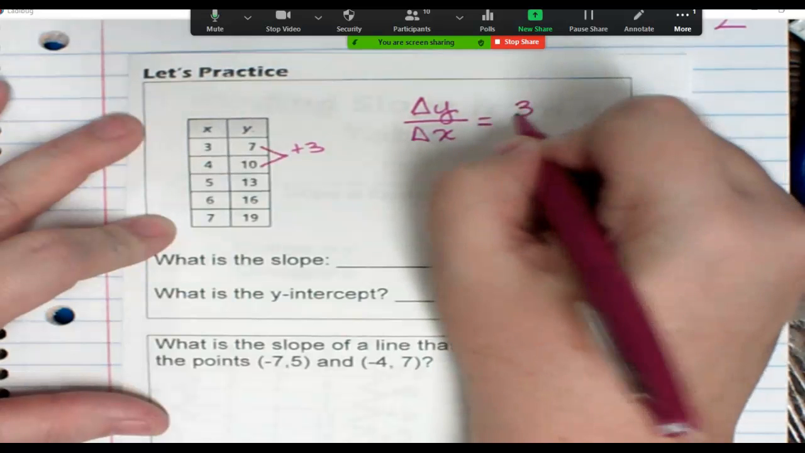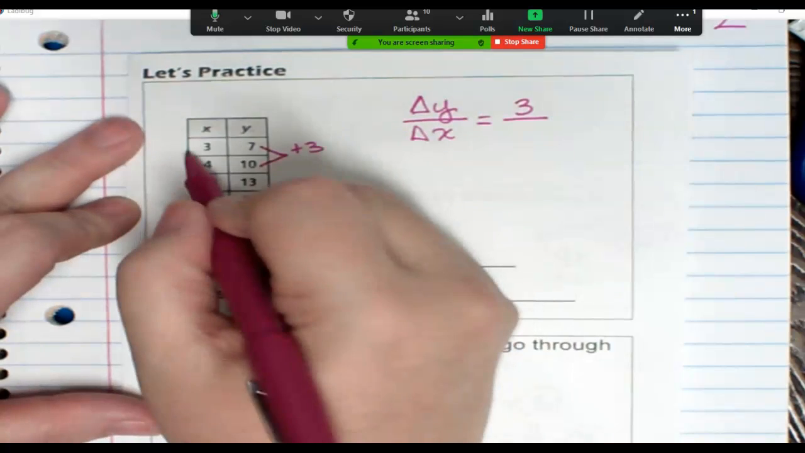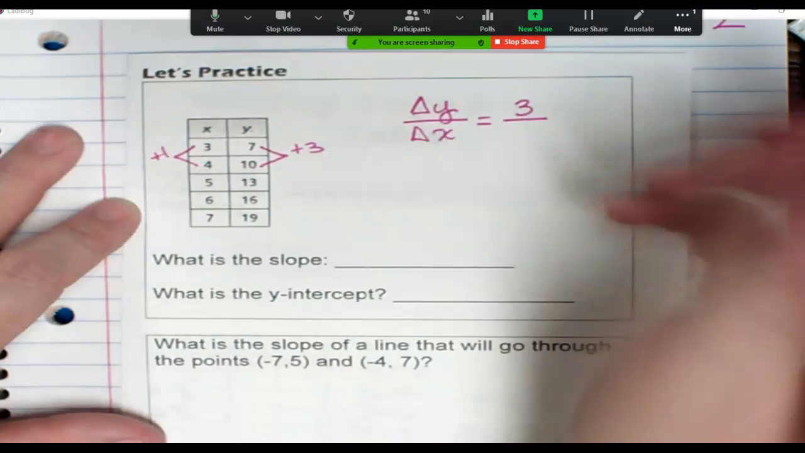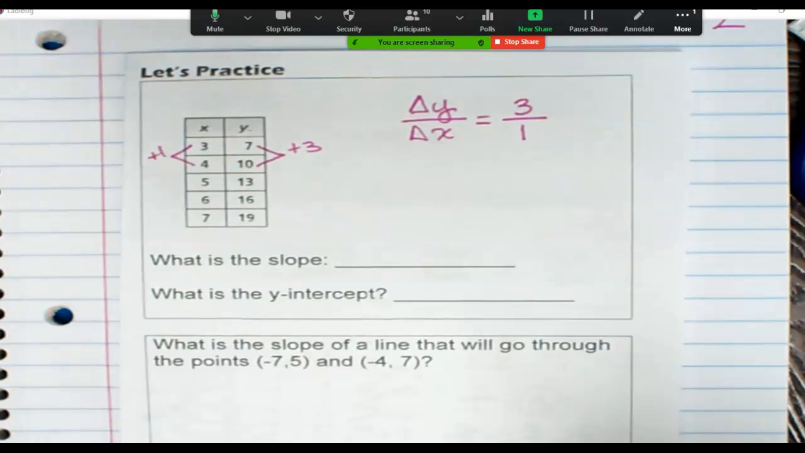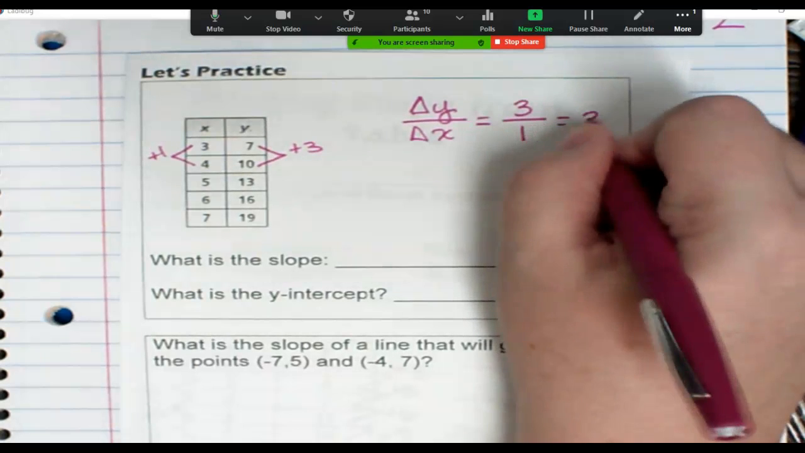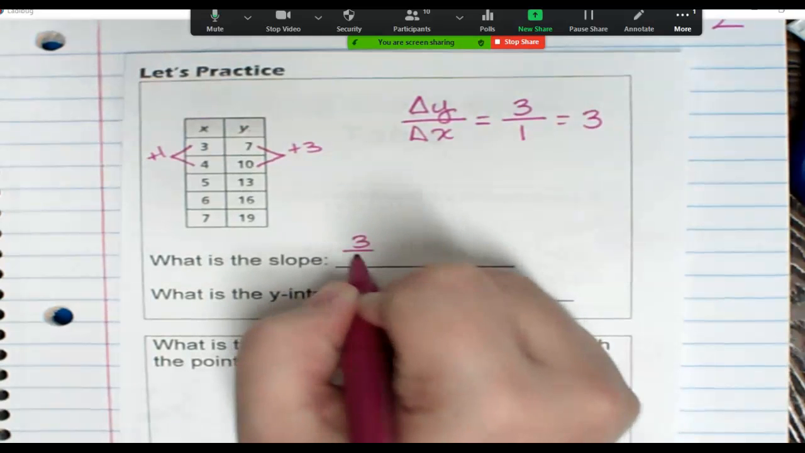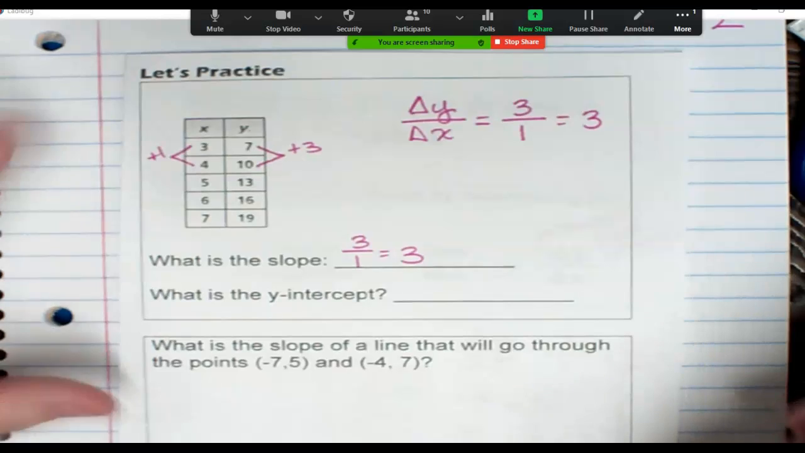So my y values are changing by 3. How are my x values changing? +1. We're counting by 1s here. So it's changing by 1. So that also simplifies to, so what is my slope here? 3 over 1, which simplifies to 3. Anybody feel like I need to check some other points? Y'all feel confident that it would work out? I do too.